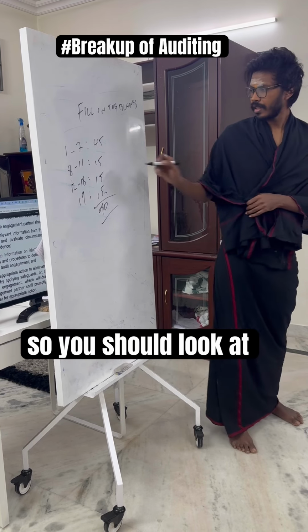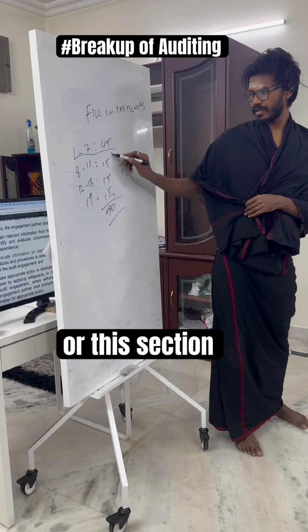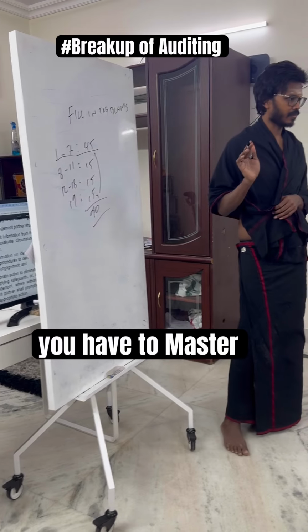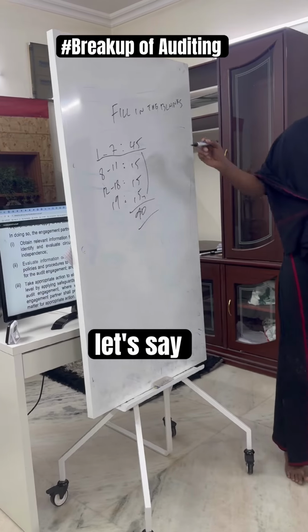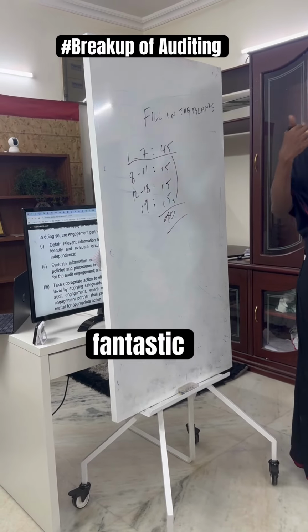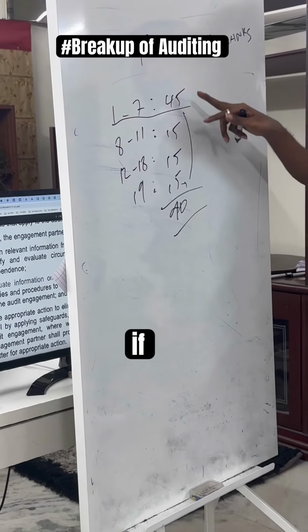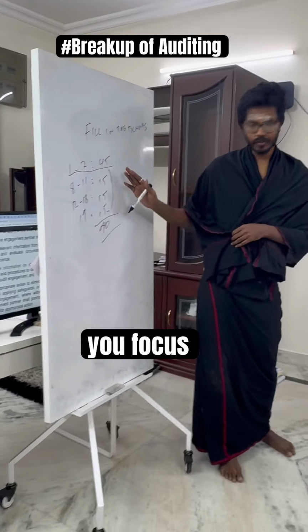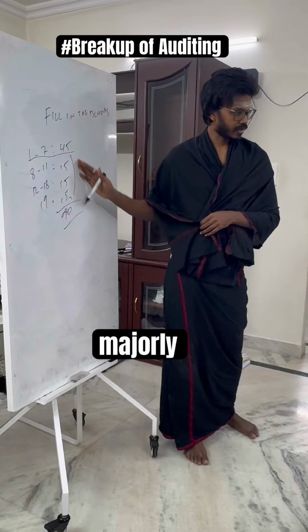So you should look at, are you good with this section or this section? One you have to master. One you definitely have to master. Let's say if it's a combination of this and one of them, fantastic, nothing like that. If you think you are having an issue in this, you focus on this. You focus majorly on this, okay?